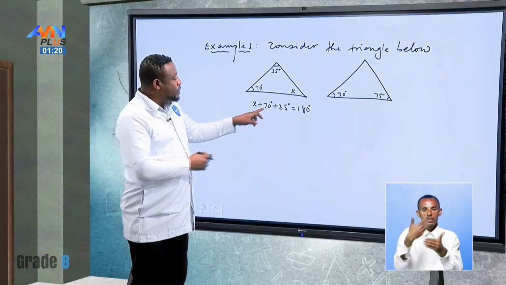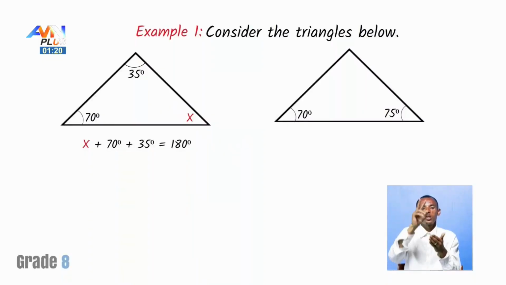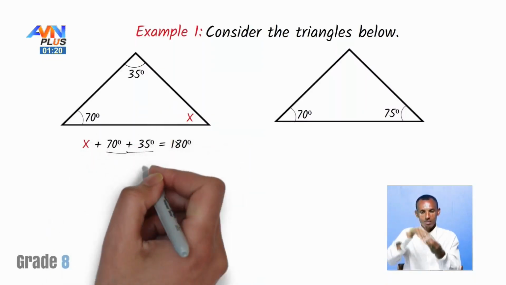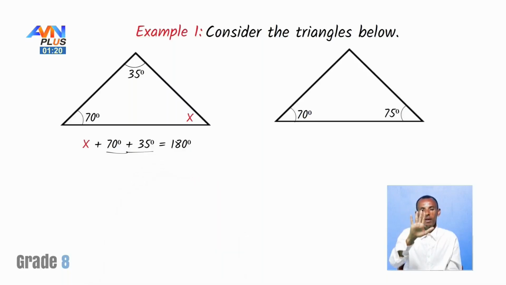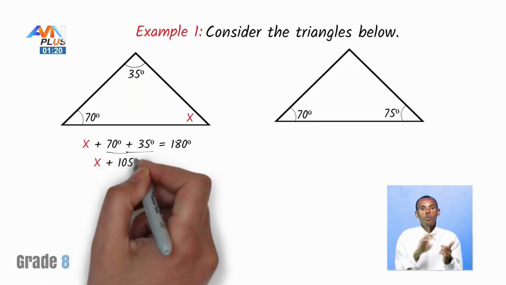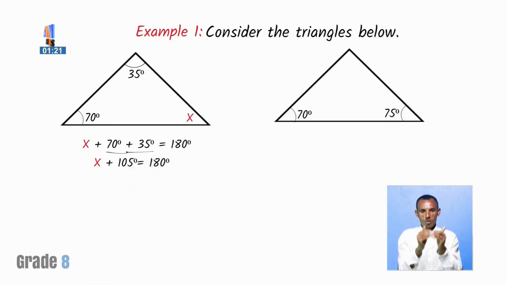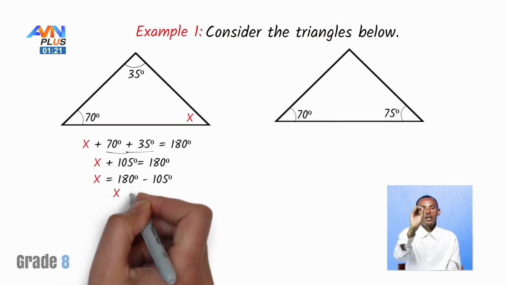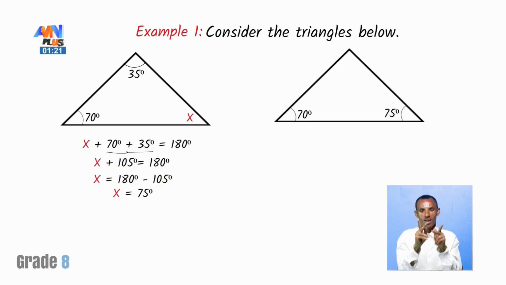Then the sum of these two is 105. So x plus 105 is 180 degrees. Now we can get that x is equal to 180 degrees minus 105 degrees. This implies x is 75 degrees, right? Okay. Now here this degree is 75 degrees, right?